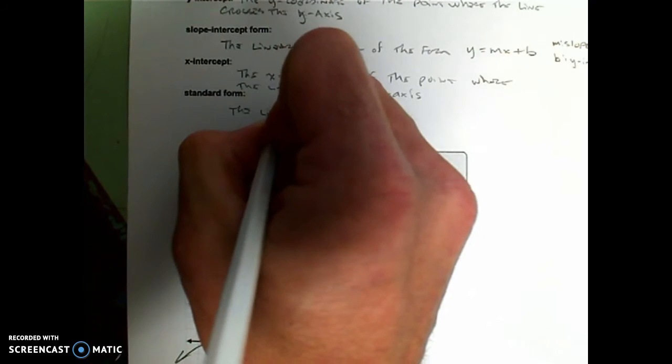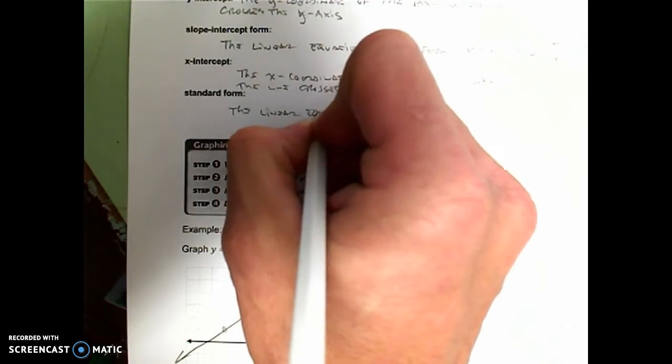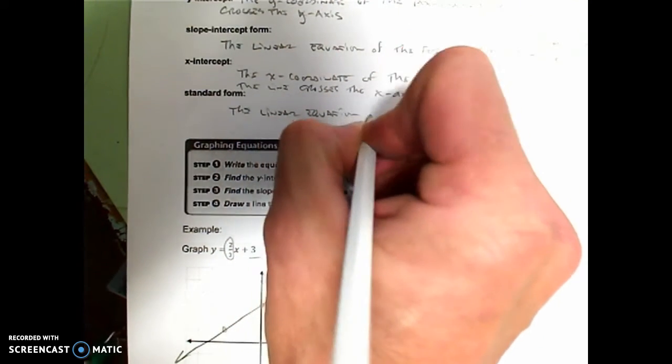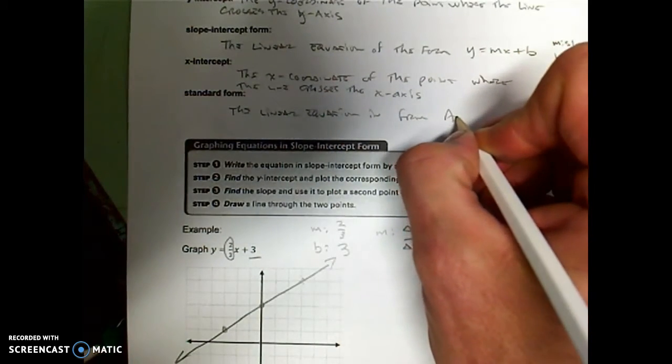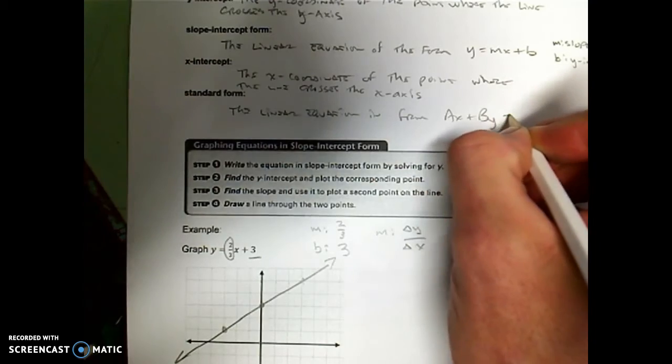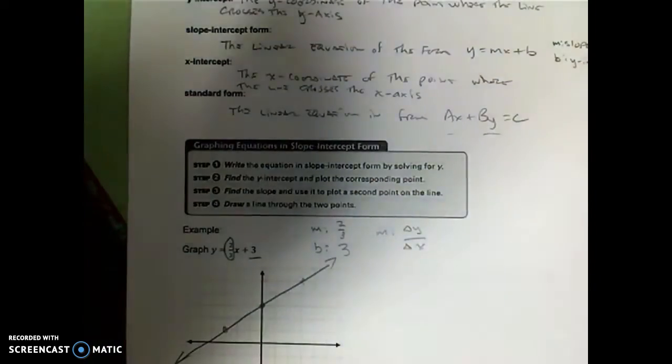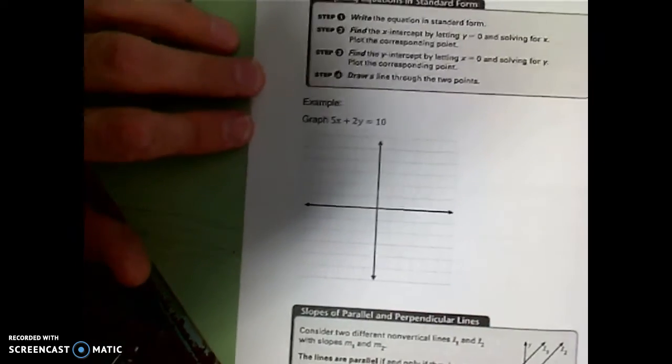Standard form is the linear equation in the form ax plus by equals c. Both the a and the b on the same side of the equal sign, the constant by itself on the other side. Let's look at an example of using that.